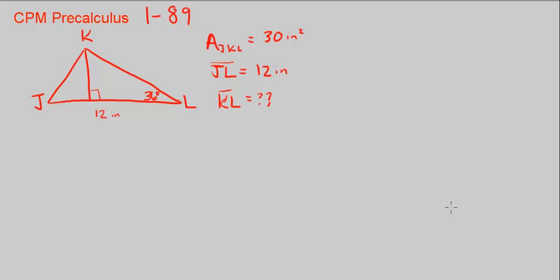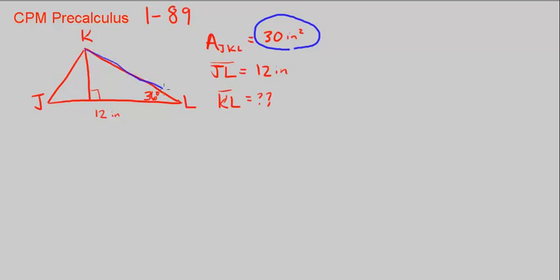This is CPM Precalculus Chapter 1, number 89. So here we're given a triangle, the triangle JKL, and we're told that the area is 30 inches squared. We're also told the length of JL, this side here, is 12 inches. And then we're asked to find the side length KL.